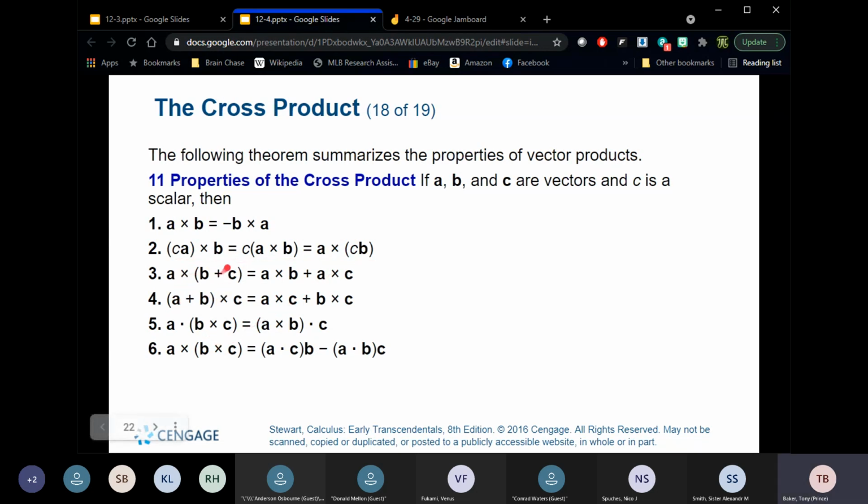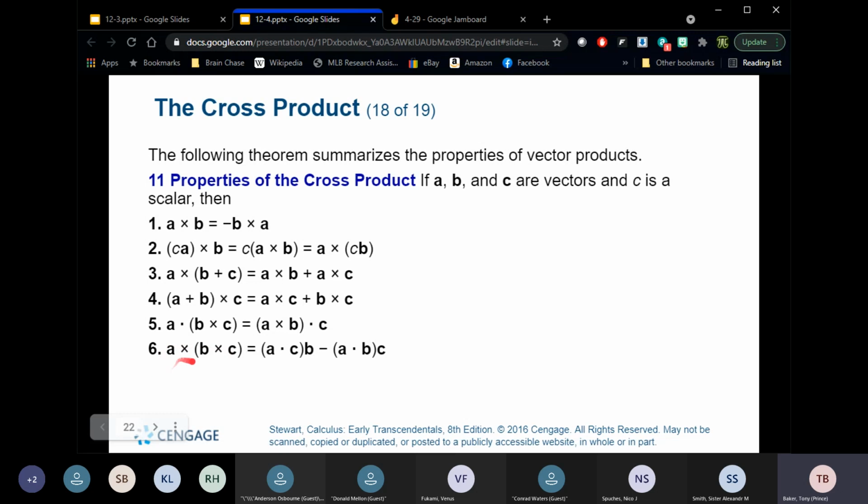You can do the cross product of an addition and distribute the cross product through. That does work, and it doesn't matter if it's in the front or the back. You can also do the dot product of A and the cross product of B and C, or the cross product of A and B dotted with C. That works. So you can move the parentheses and the operation, either the dot product or the cross product.